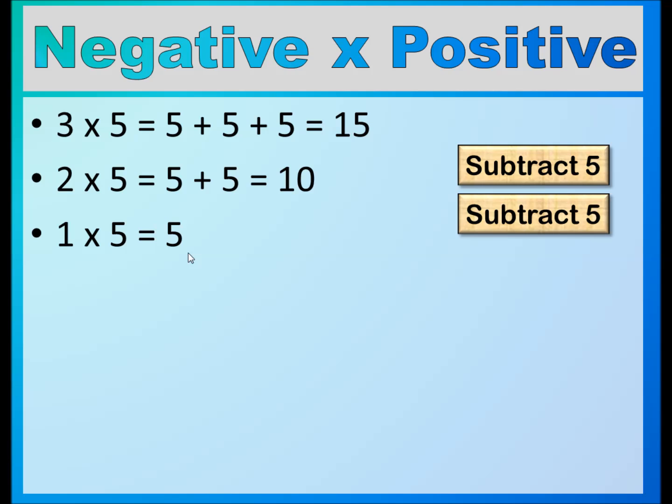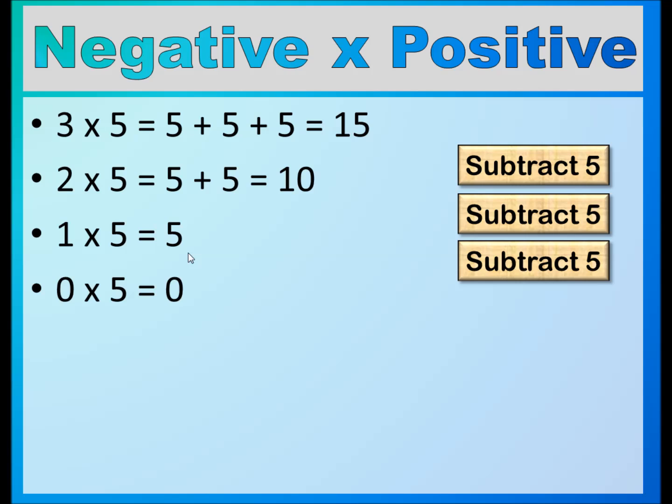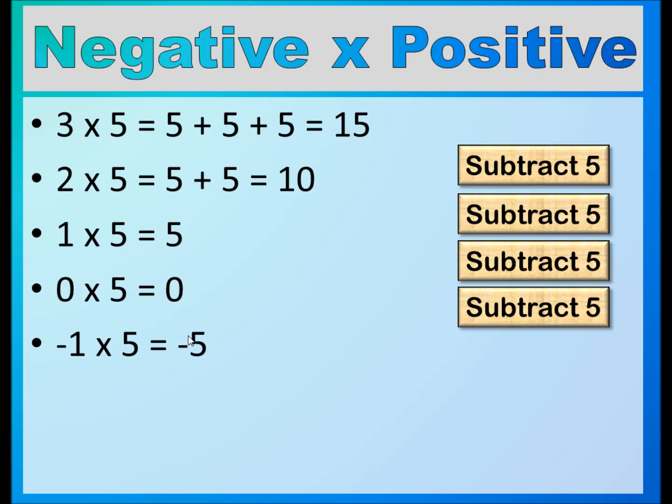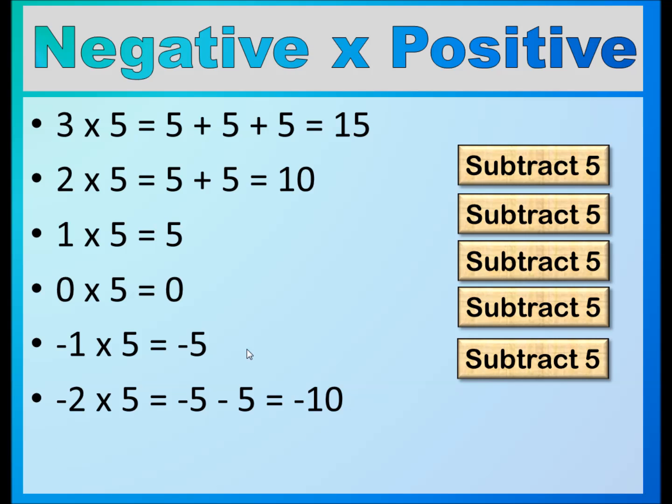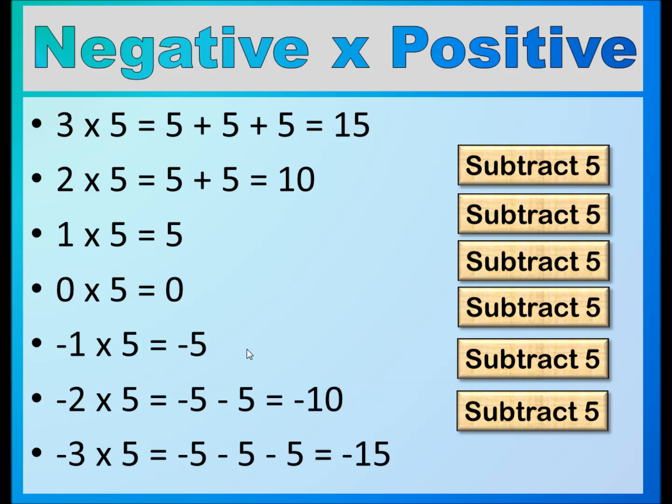In fact, if you go higher up and you start with, say, 6 times 5, you'll see that the pattern is to subtract 5 to go down a row. So you continue to subtract 5 to get 0 times 5, and it is 0. And then subtract 5 again, you get negative 1 times 5 as 0 minus 5, which is negative 5. Subtract 5 again, negative 5 minus 5, which is equal to negative 10. Subtract 5. Negative 5 minus 5 minus 5, which is equal to negative 15.